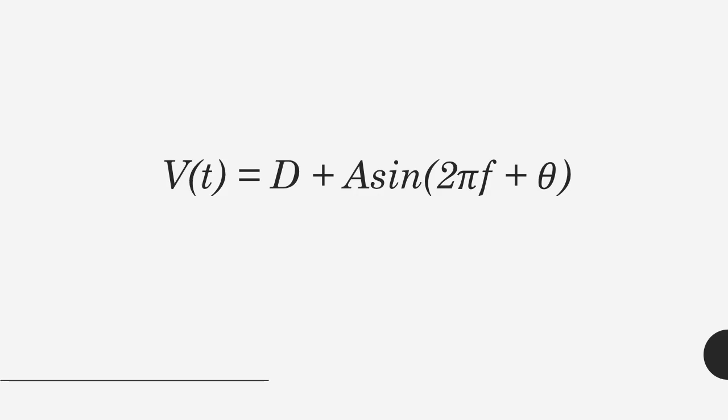Here is an example of what an AC sine wave can be represented as in the form of an equation. The d, the DC offset, tells us how much the AC sine wave is shifted on the horizontal axis. The amplitude, which can be denoted as A or Vm, the frequency f, and the phase, as theta, which shifts the wave on the vertical axis.